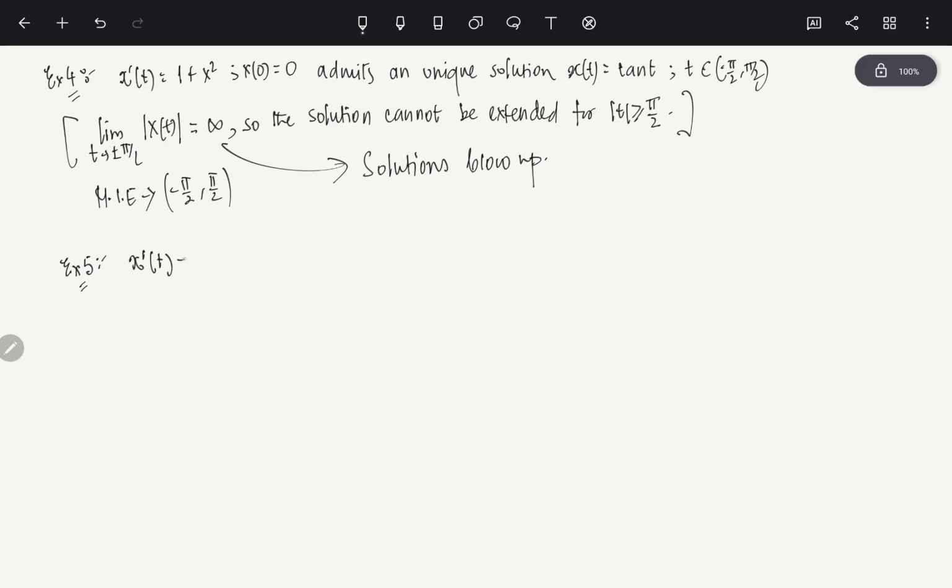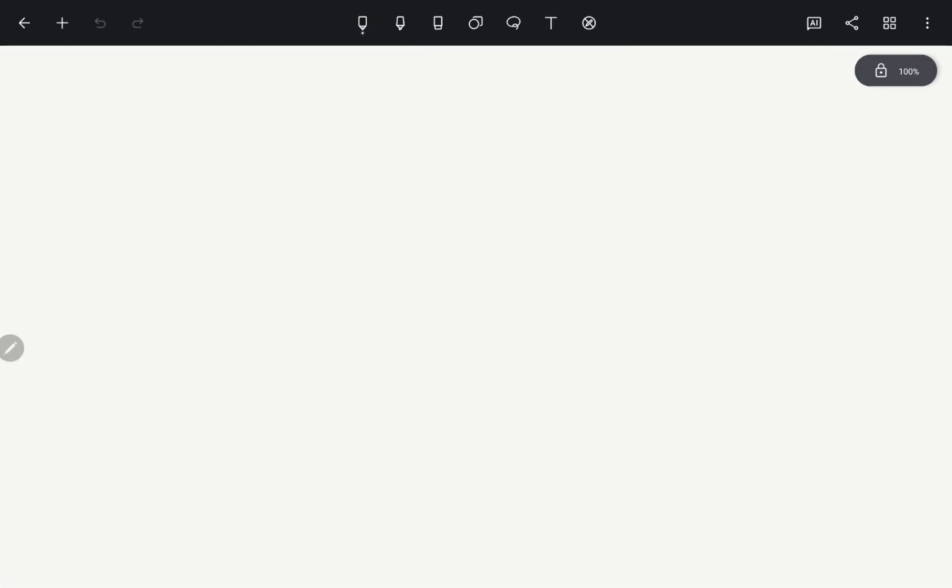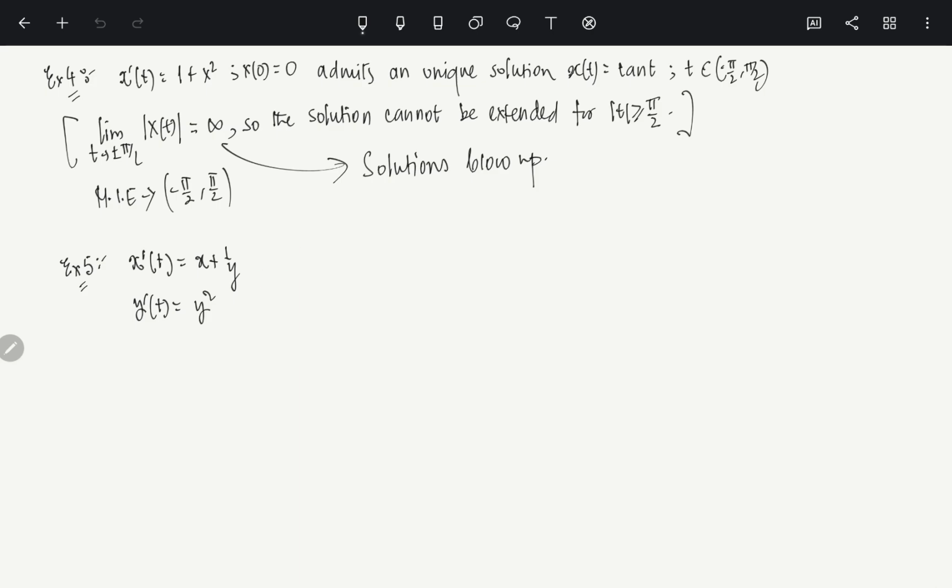x prime t equals x plus 1 by y, and y prime t equals y squared. Clear? And what is the initial data? If the initial data, x0 and y0, is given by minus 1 and 1. Is it okay? Now you see, of course, if you write this problem down, f of x and y is given by x plus 1 by y and y squared.